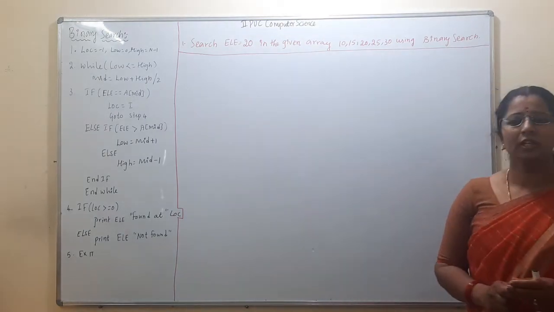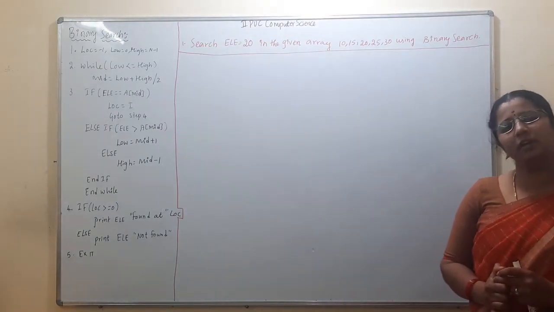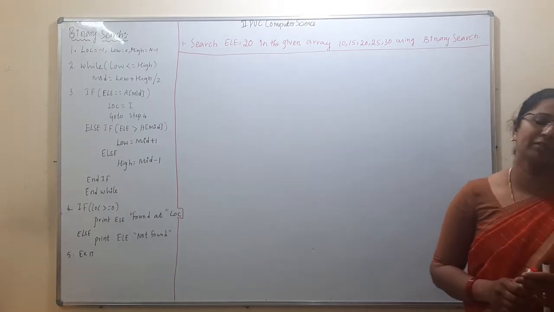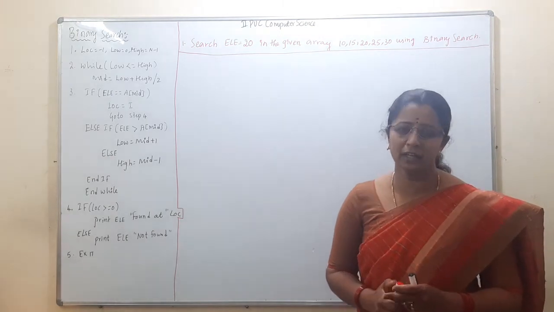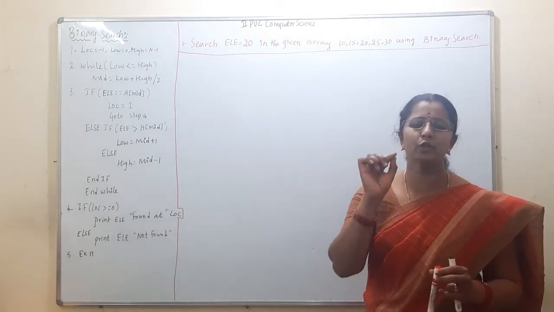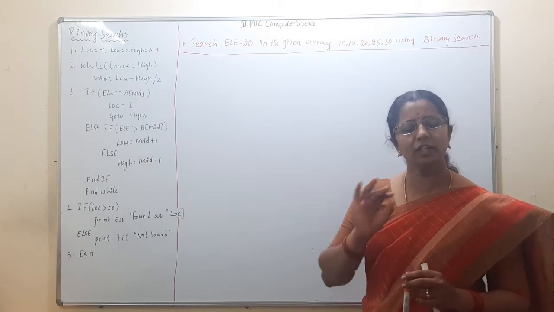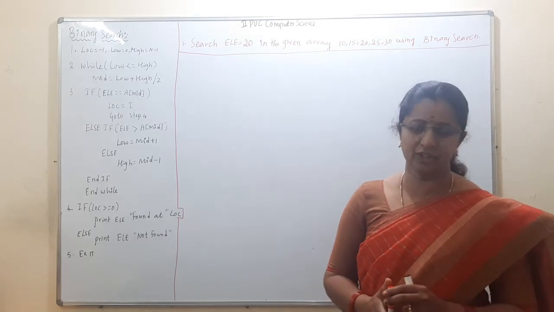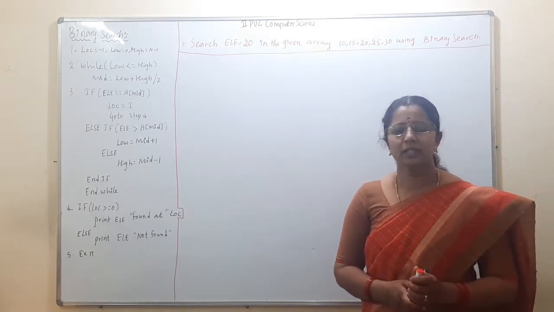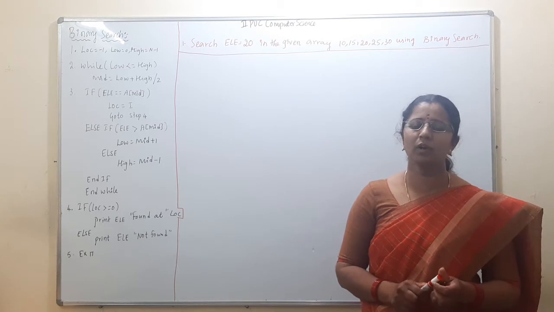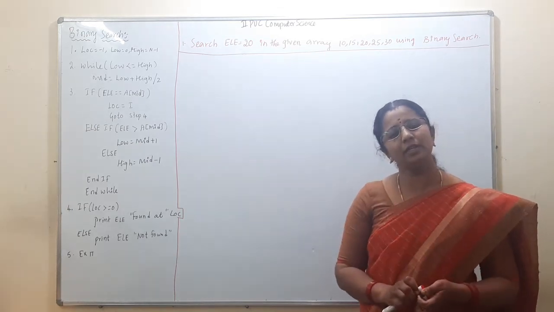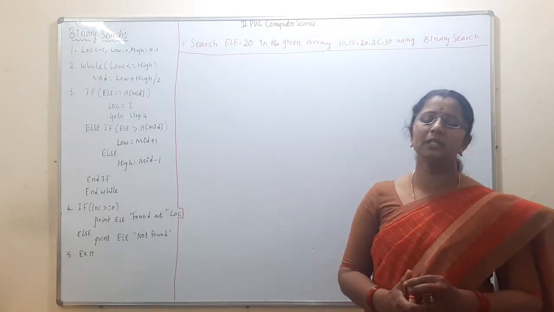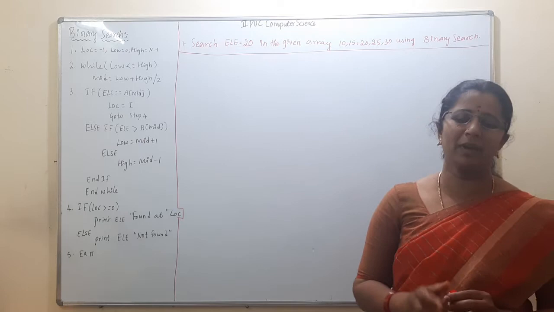So binary search is finding an element in the given array with n by 2 comparisons. It's a simple definition. Linear search is also finding an element in the given array, but with n comparisons. That is the main difference between linear search and binary search. Linear search will work for both sorted and unsorted elements, but binary search compulsorily needs sorted elements. That is the main condition.